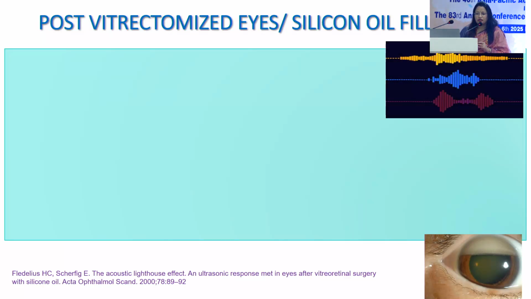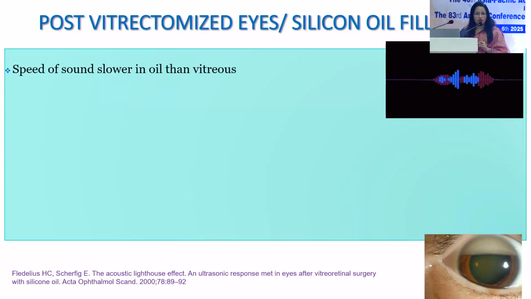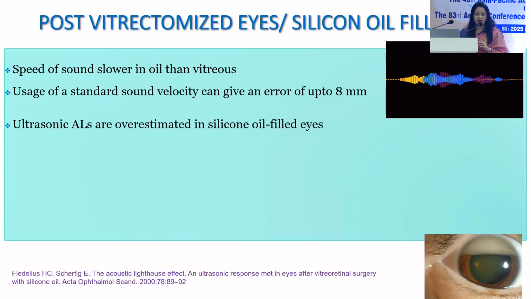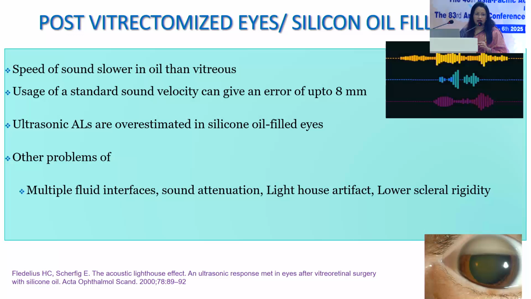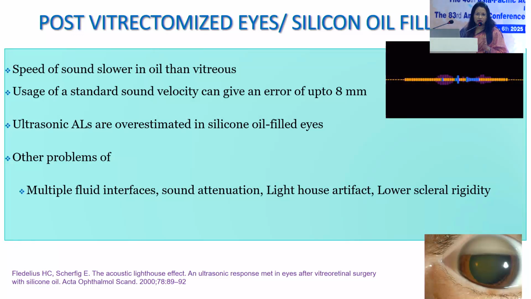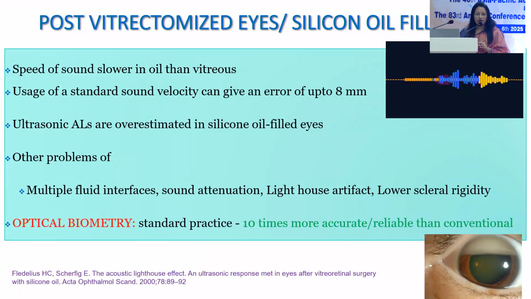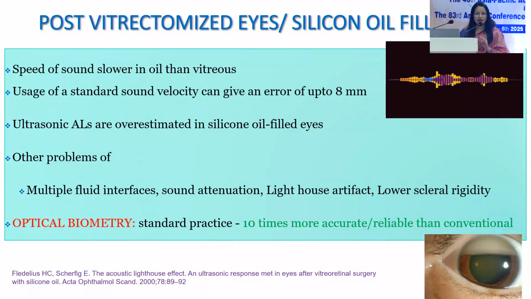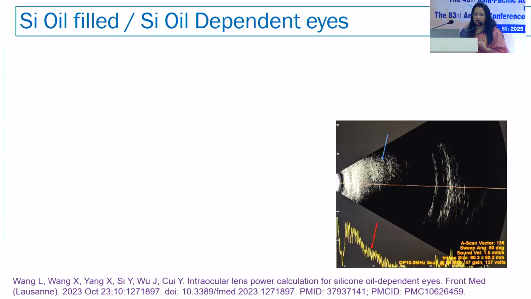Now coming to post-vitrectomized eyes or silicone-filled eyes. Because the speed of sound is slower in oil than in vitreous, usage of standard sound velocity can give an error up to an extent of 8 mm in these eyes, especially if it is silicone-filled. Therefore, ultrasonic axial length overestimates the IOL power in silicone-filled eyes, and moreover, there are problems of multiple interfaces, sound attenuation, and low scleral rigidity also. So, optical biometry should be done in these eyes, and it has been found to be 10 times more accurate than any other conventional method.